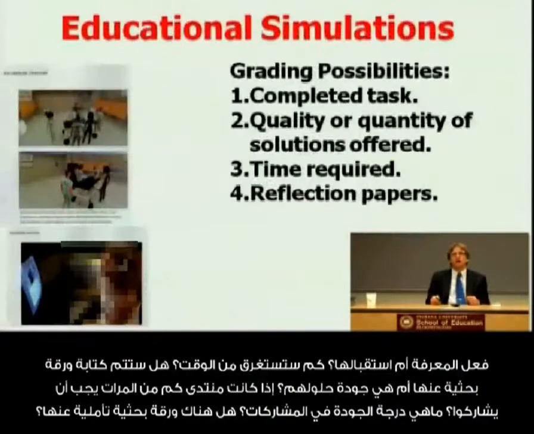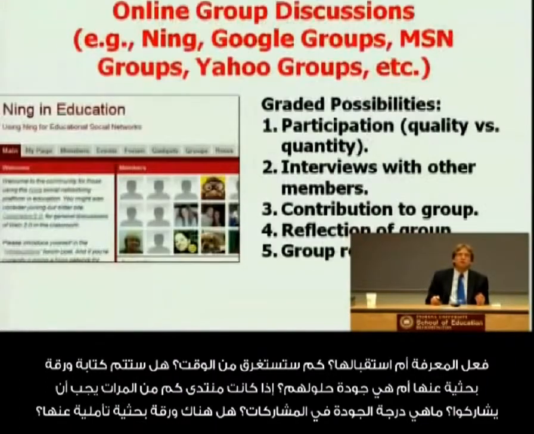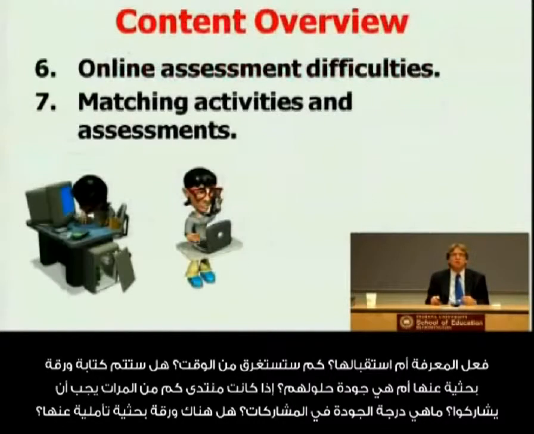Doing versus receiving knowledge. If it's an educational simulation, have they completed the simulation? How long did it take? Did they write a reflection paper around it? What is the quality of their solutions? If it's an online discussion forum, how many times have they participated? What's the quality of that participation? Do we have reflection papers on it?